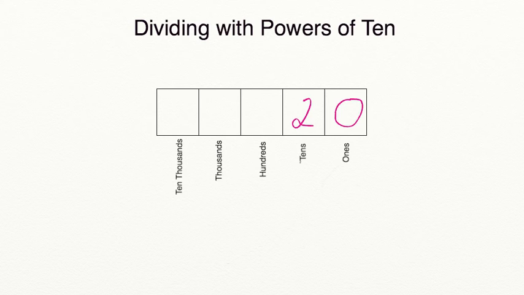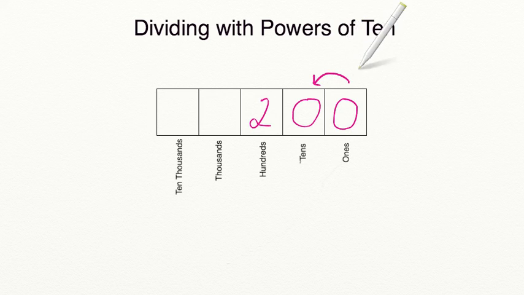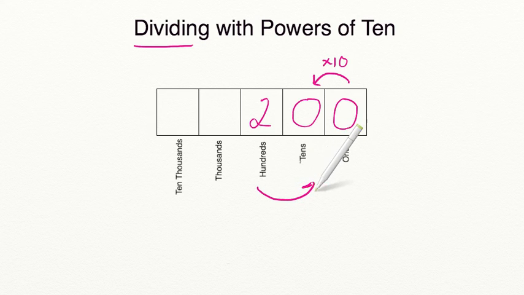Now, if we were to move this one more place value again to the hundreds place, our 20 would now have a value 10 times greater than it had before with 200. So every time we move one place value to the left on our place value chart, we're increasing the value of the number times 10. But remember, today we're working with division, and division is the opposite of multiplication. That means every time we move a number to the right of a place value chart, we are dividing its value by 10. Let's look at an example.